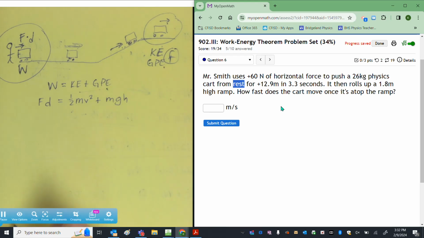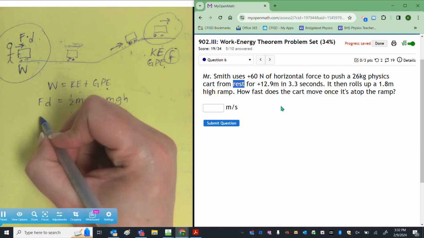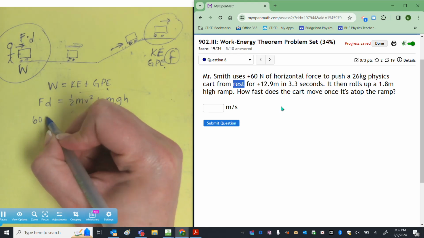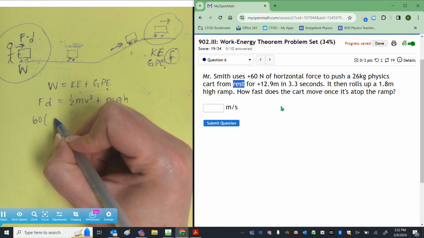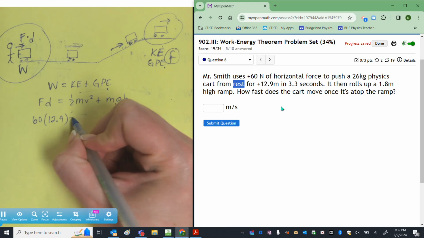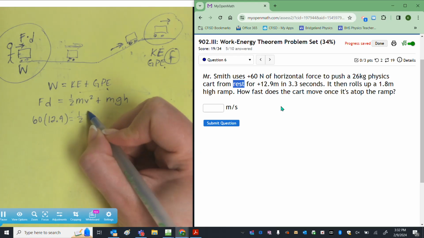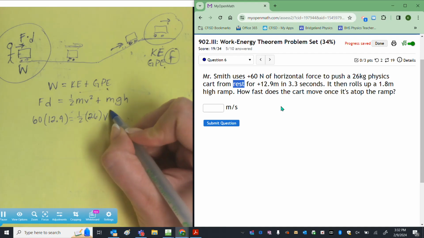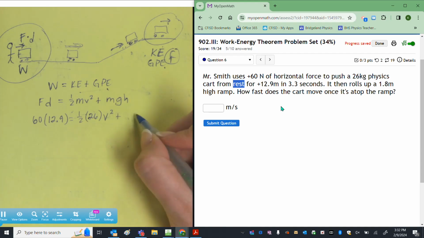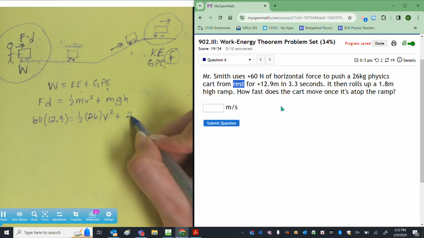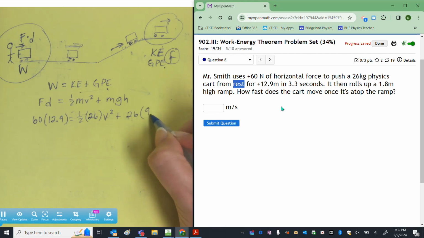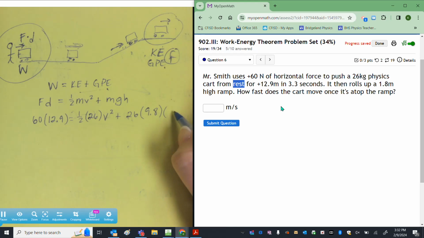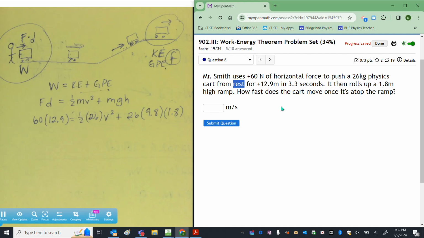From here we can plug in some numbers. And so we have this 60 newtons of force that's applied for 12.9 meters. And that is going to cause this cart, which has a mass of 26 kilograms, to move, but we don't know how fast. We're going to solve for that while it's on top of this ramp. And so again, that 26 times 9.8 for gravity times the height of the ramp, which is 1.8. So that's your setup. So let's go ahead and solve what we can.